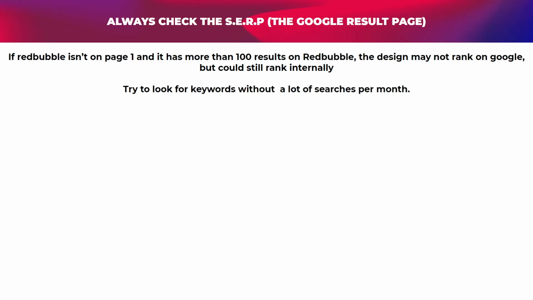Try to look for keywords without a lot of searches per month. These are known as long tail keywords. So with the Ahrefs and the SEMrush method that I just showed you, don't be afraid to dive deep into it, guys. You can find a lot of gold hidden deep in these SEO tools.